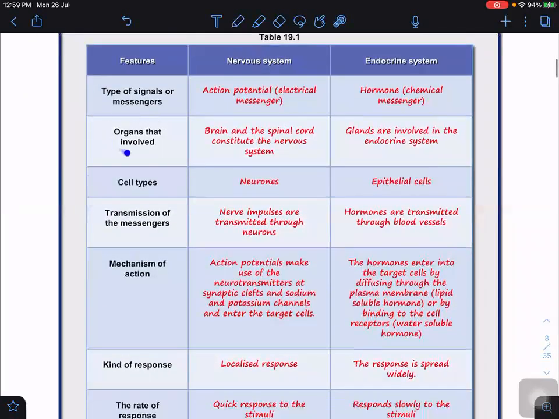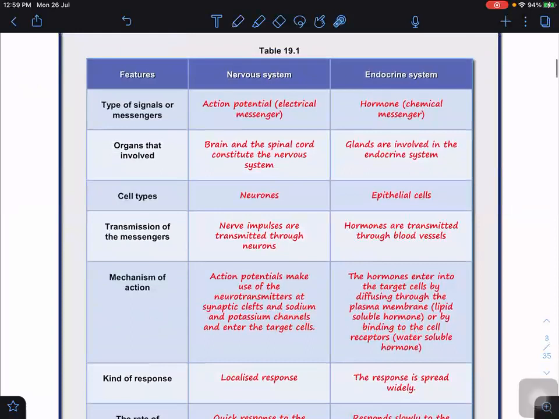So what are the organs involved here? Basically for the nervous system, we have the brain and the spinal cord, which constitute the nervous system. And don't forget, the brain and the spinal cord form the central nervous system. From the central nervous system, we branch out to the peripheral nervous system. So we have the central nervous system, which involves the brain and the spinal cord, and we have the peripheral nervous system.